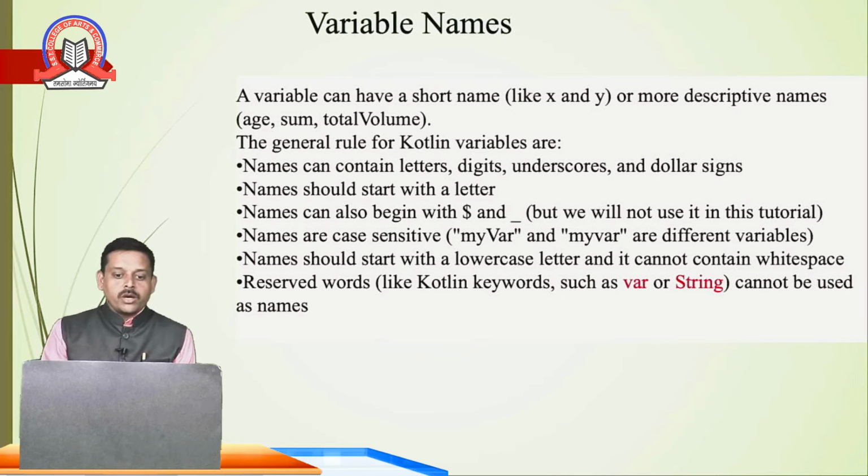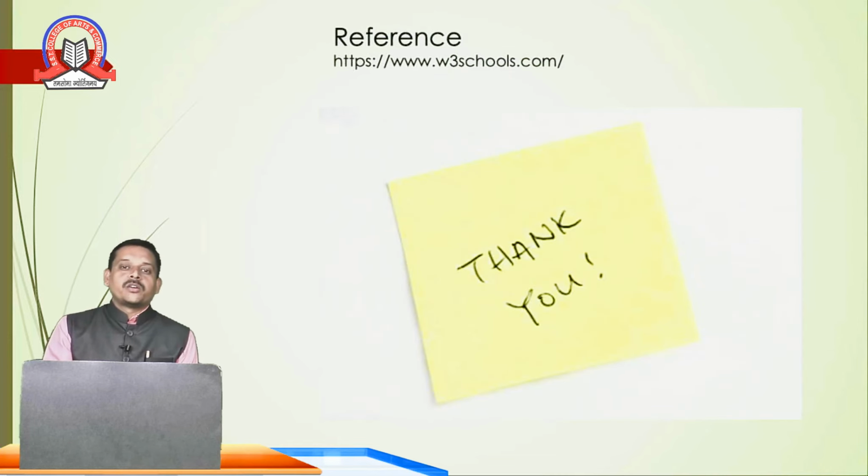And the last is reserved words. If we have a keyword like var or String, we cannot use it as a variable name because they are reserved words in Kotlin. So friends, this is all about variable creation, variable declaration, use of variables and their naming conventions. Thank you very much.